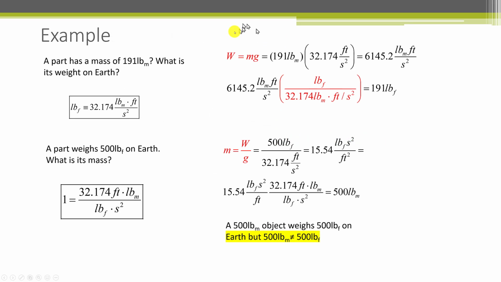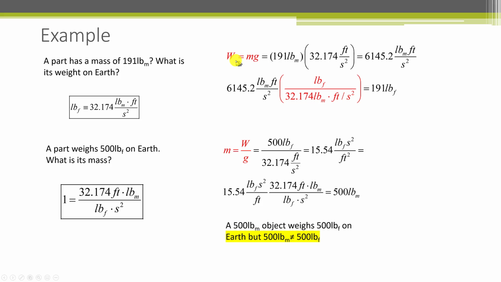Here is an example. A part has a mass of 191 pound mass. What is its weight on Earth? So the formula or conversion that you need is to remember that 1 pound force is 32.174 pound mass feet per second squared. You don't even have to remember this because you know that F equals m, pounds mass, times a, feet per second squared. You do have to know that in the USCS you have to carry this 32 along with it.